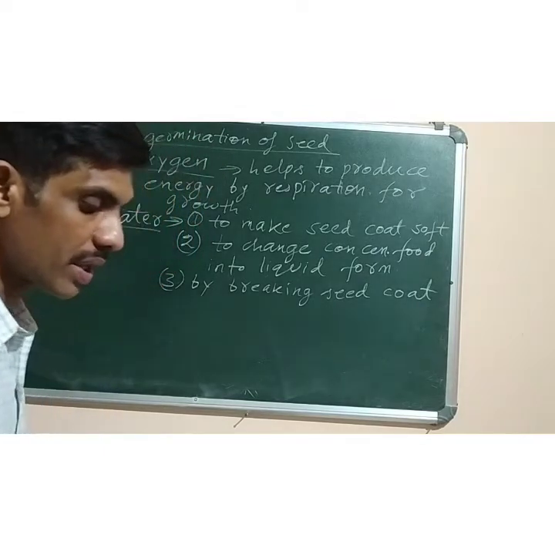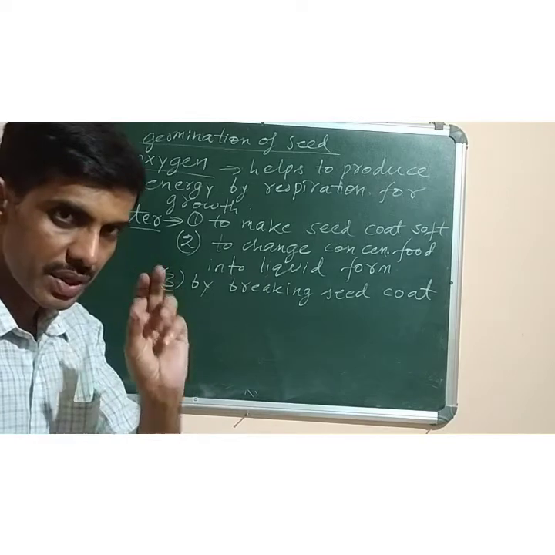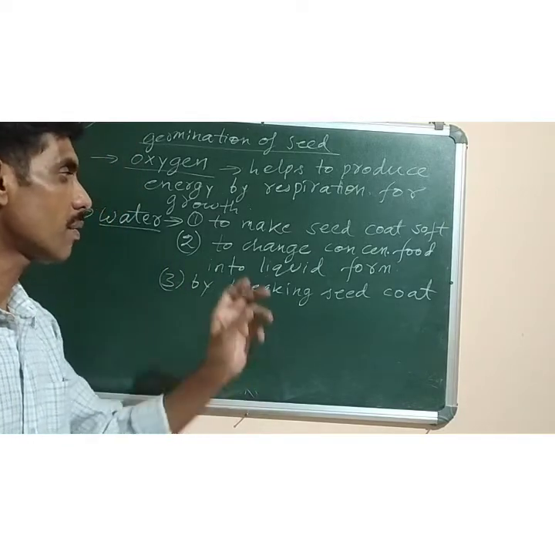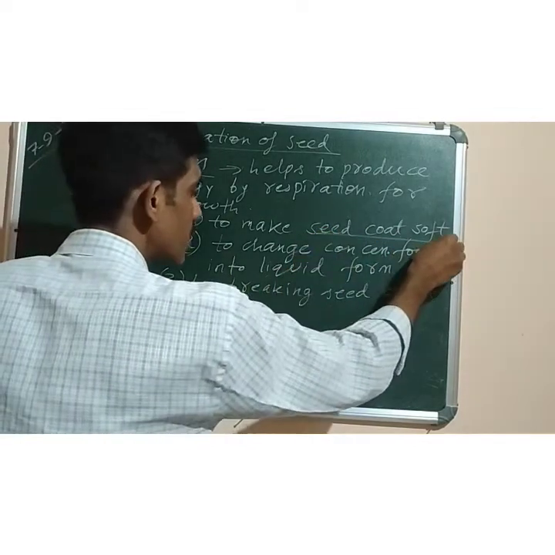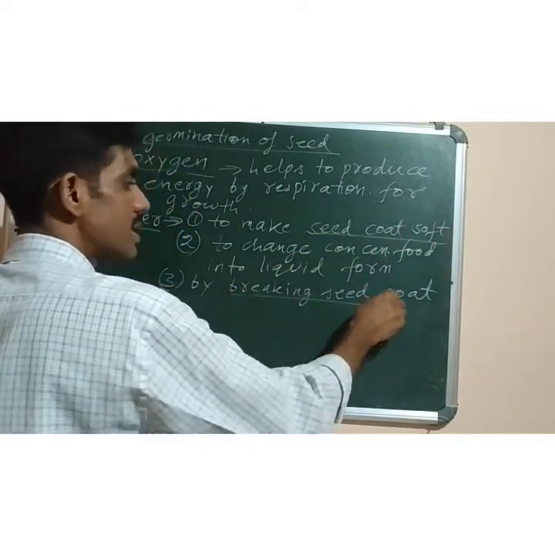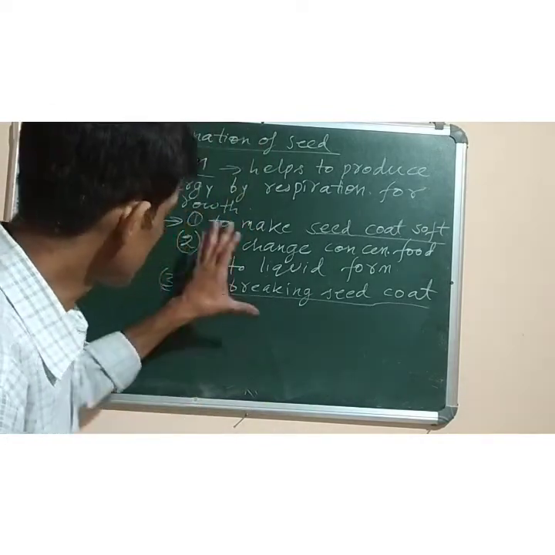So food is stored in the concentrated form inside the seed. To change that concentrated food into liquid form, water is needed. The second function of water is to make the seed coat soft and to break the hard seed coat so that the baby plant can come outside. Okay, so you should learn the points.